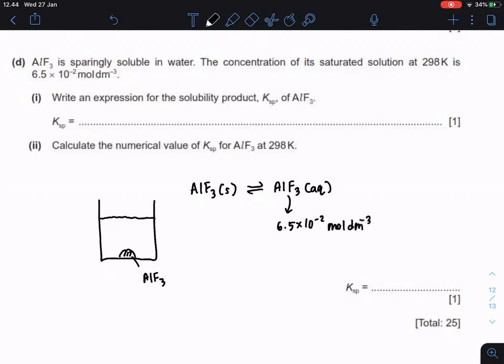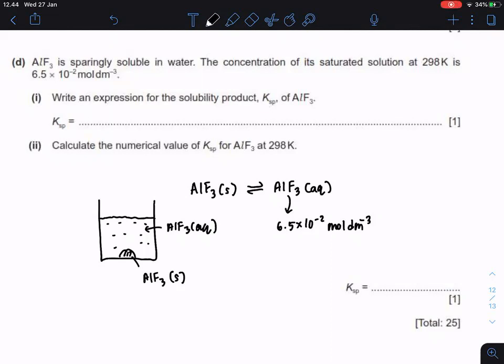So this tells us that this is the concentration that exists over here, AlF3 aqueous. This is the same as what we call the solubility. The solubility is also 6.5 times 10 to the power negative 2 because of that.